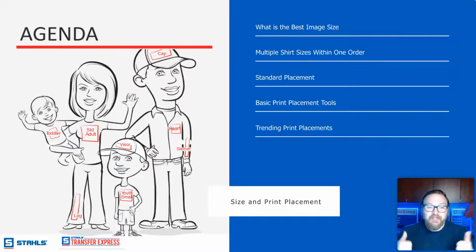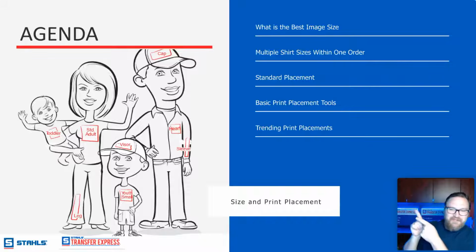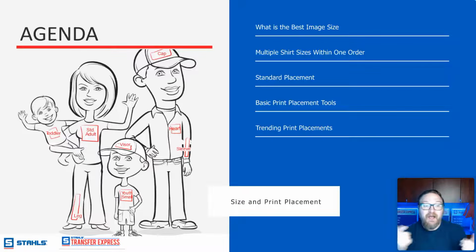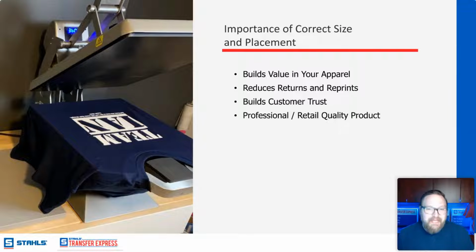So if you guys are ready to jump in, we could jump right in. And that's a little sneak preview, I think it's over on this side because my camera's reversed, of that nice little family with a whole bunch of little print placements all around them: the standard adult, the caps, the hearts, the sleeves, the youth smalls, and even toddler baby onesie prints and stuff as well. Awesome. So let's roll right in here.